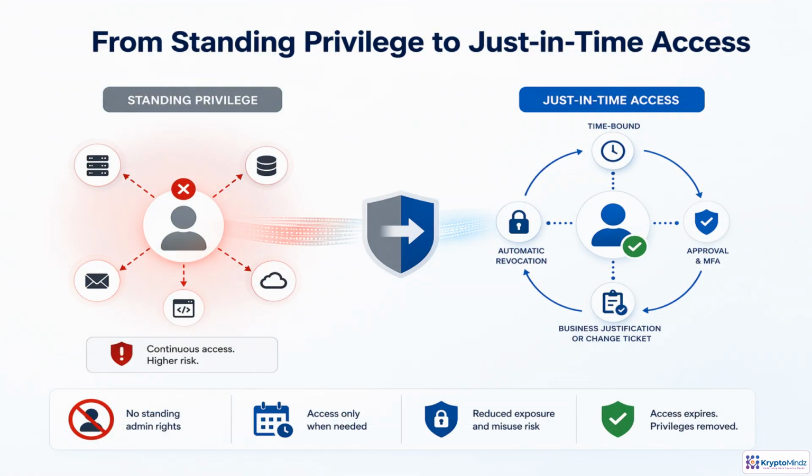Standing privilege is convenient, but it leaves admin power available all the time. A stolen credential, compromised session, or careless action can immediately affect critical systems. Just-in-time access changes that pattern. Users start with no persistent admin rights, then request elevation for a specific task and time window. The request can require MFA, approval, a business reason, or a linked change ticket. When the window ends, access is revoked automatically. This reduces exposure and misuse while still allowing legitimate work to happen.